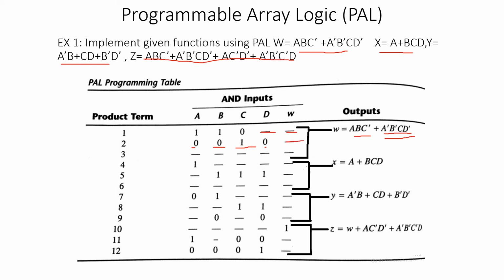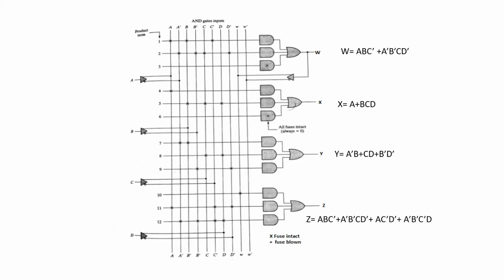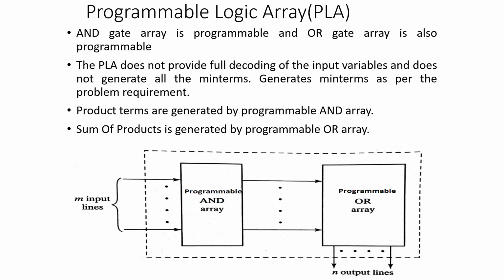Similarly, you can write this PAL programming table for the other product terms up to the last, and implement this Boolean function by using PAL like this. So here AND gates are programmed, OR gates are fixed. In this way we can implement any Boolean function by using PAL.